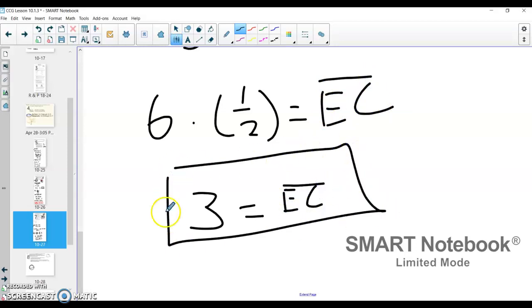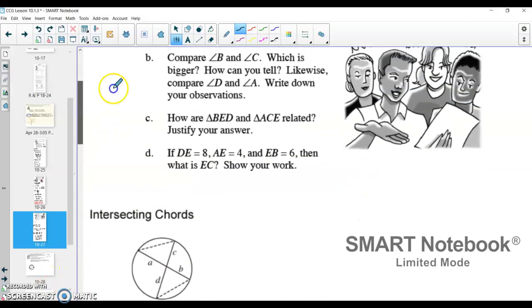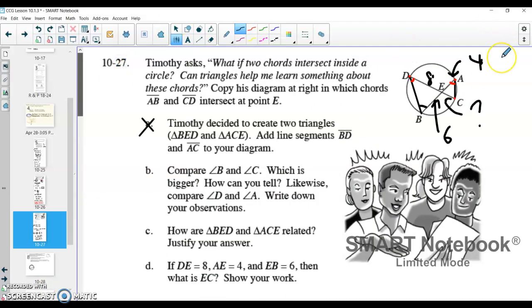So some interesting things about intersecting chords. We see that in this case, and I believe in many cases, we would create similar triangles because intersecting chords will have these arc lengths being shared, which means that their inscribed angles will be the same.